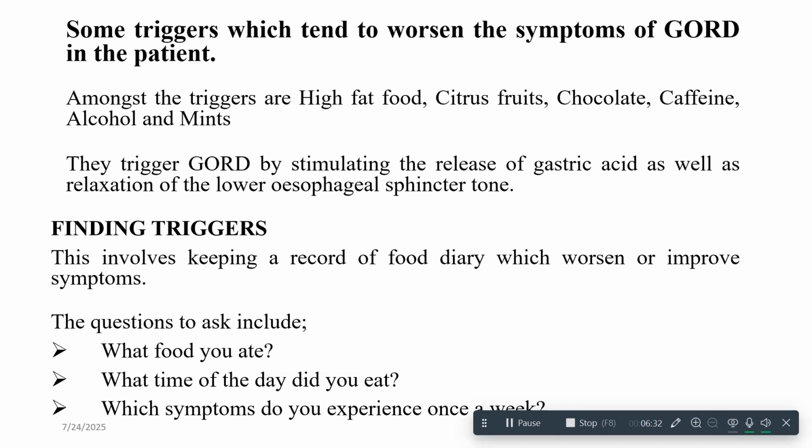So that's why when we are counseling patients, we counsel them on reduced fat diets, reduced fatty food, citrus food, chocolate, caffeine, alcohol, and mint. These are triggers, caused by stimulating the release of gastric acid as well as relaxation of the lower esophageal sphincter.